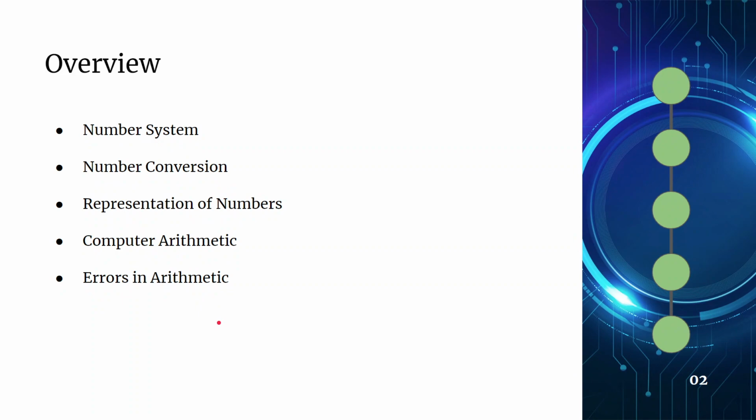In this slide we will have a total of 5 topics, which are the number system, number conversion, representation of numbers, computer arithmetic, and errors in arithmetic. These 5 topics will be covered, among which in this class we will cover number system and number conversion, and if possible a little bit of representation of numbers.